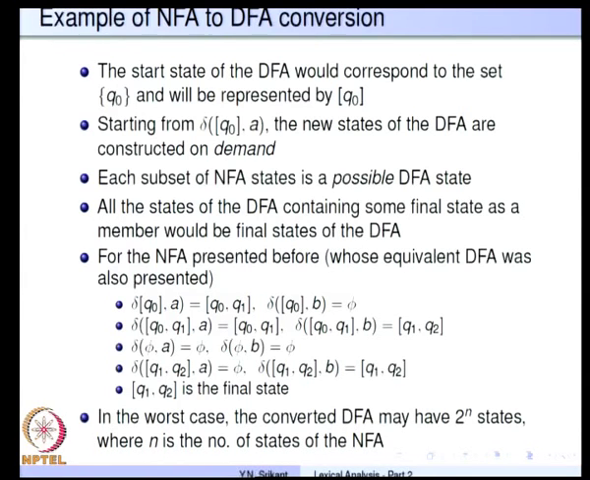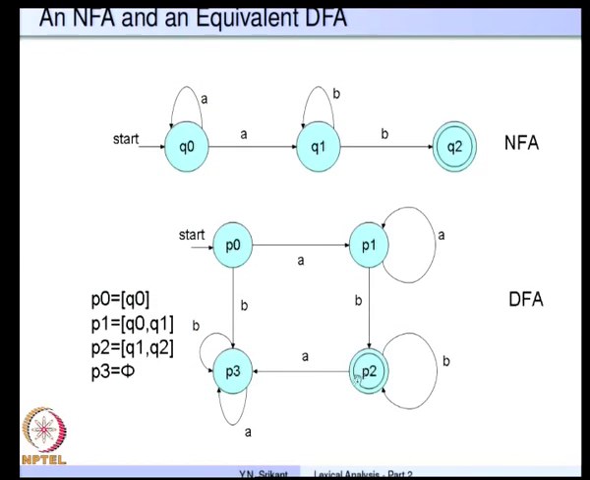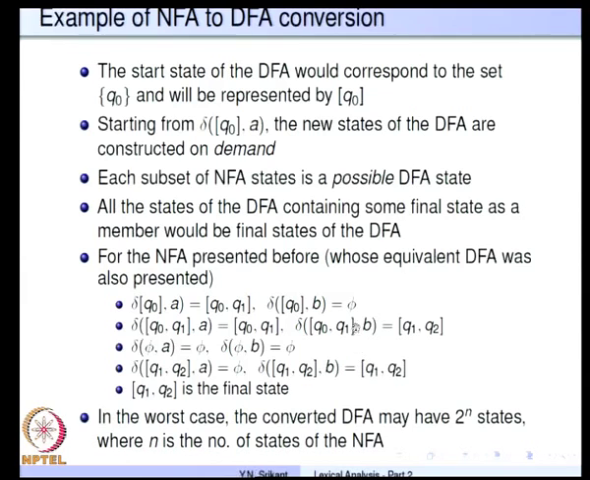And how about the final states? If you look at the picture, it is easy to see that Q2 is the final state here. So, all the subsets which include Q2, in this case it is only Q1, Q2, which corresponds to P2, would be marked as final states. All the states of the DFA containing some final state as a member would be final states of the DFA. And here is a description of how exactly we arrived at it. It is notation, so I would request you to go through it in detail and understand it. In the worst case, the converted DFA may have 2 to the power n states, where n is the number of states of the NFA.